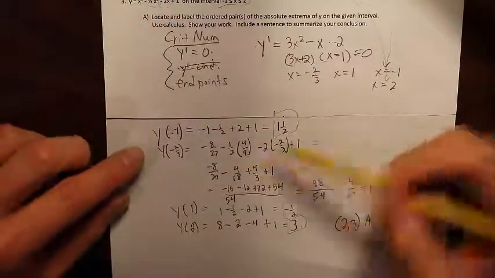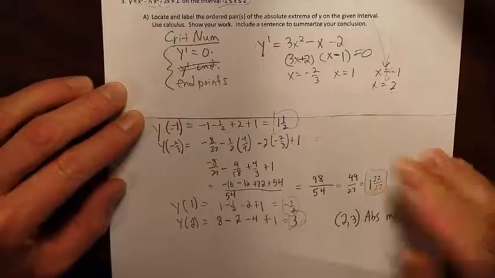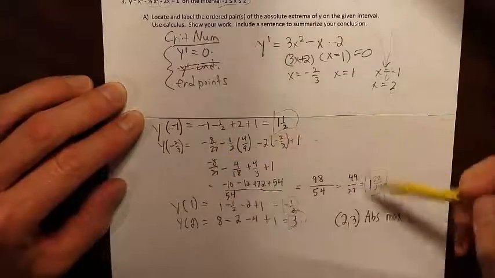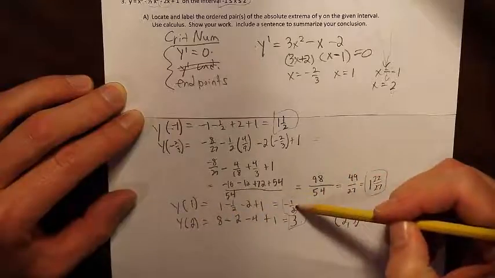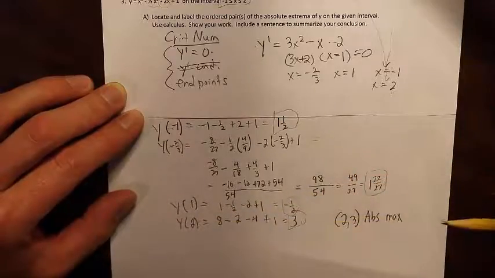Okay, plugging in negative 1 gives us 1.5 as a result. Plugging in negative 2/3 gives us a little more than 1.5. Plugging in 1 gives us negative half, and plugging in 2 gives us 3.